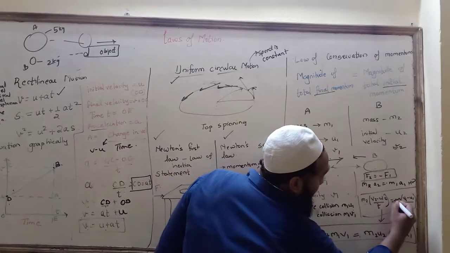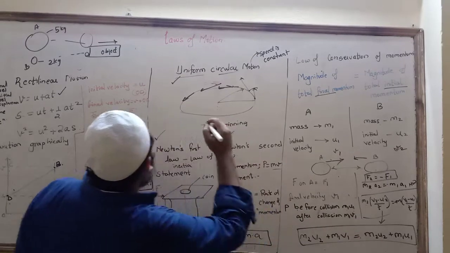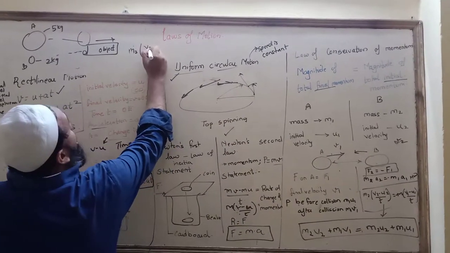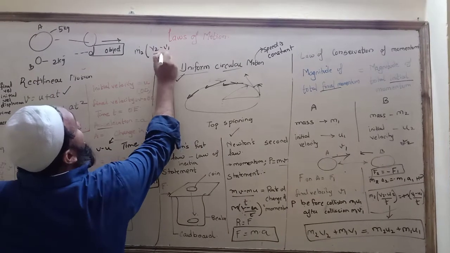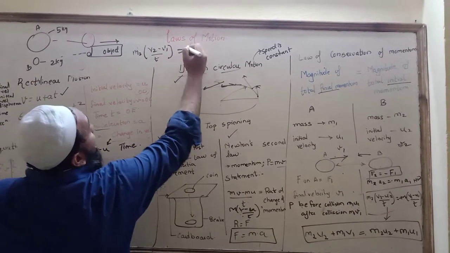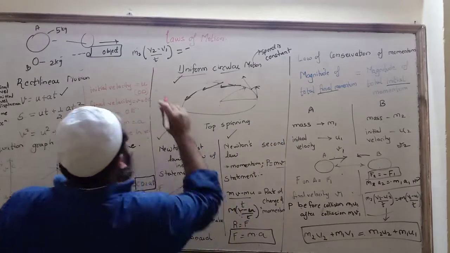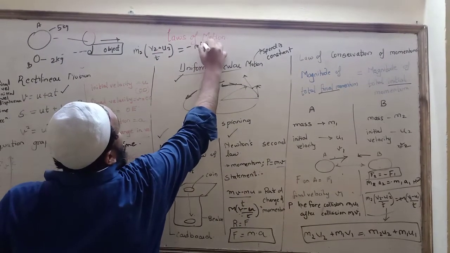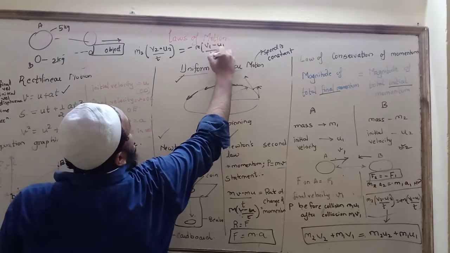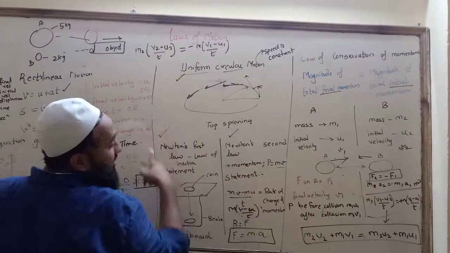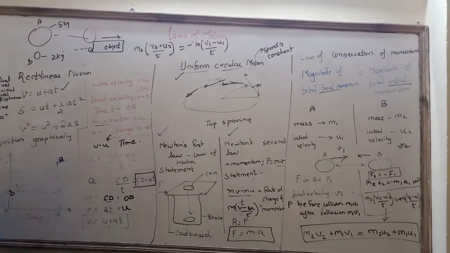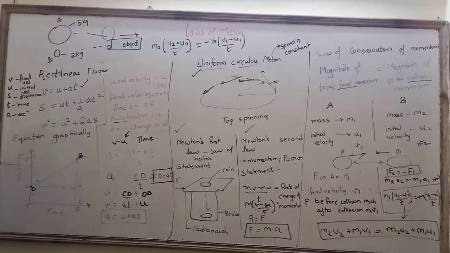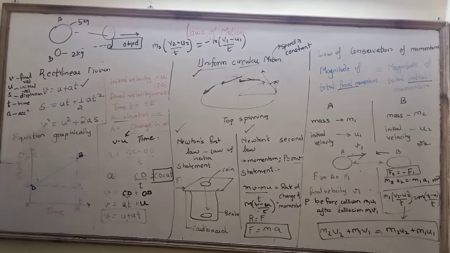I am writing over here. This is the homework for you. You need to solve over here: m2 (v2 minus u2) upon t is equal to minus m1 (v1 minus u1) upon t, and you need to solve this and get the result. This is the homework for you. Graphical questions may sometimes be asked, but questions related to these three formulas will be asked from this chapter.